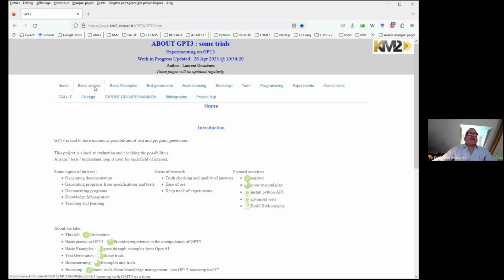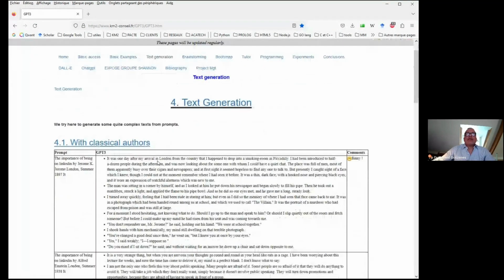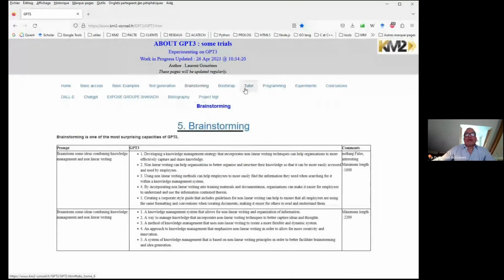But you see, you have several pages: was GPT-3 good for text generation? Was it good for brainstorming? I find GPT-3 and GPT-4 very good for brainstorming, and I suggest that if you have not yet tried it, you try the Xmind AI Copilot, which is really impressive for generating ideas and documents. And voilà.